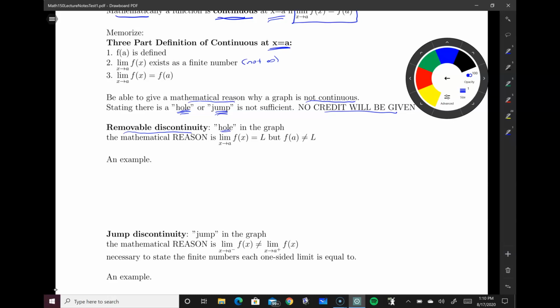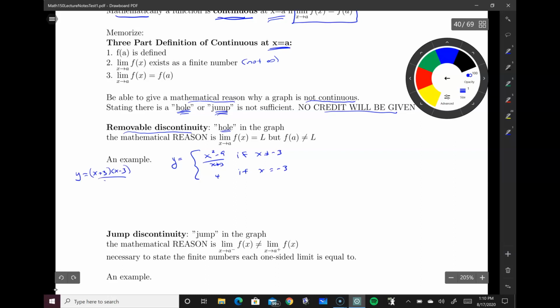So let's talk about what that looks like. So we've been doing graphs like this. Let's look at f of x equals x squared minus 9 over x plus 3 if x does not equal negative 3, and 4 if x does equal negative 3. Okay, we've done things like this before, but let's just go over this. x plus 3, x minus 3 over x plus 3. That gives me y equals x minus 3.